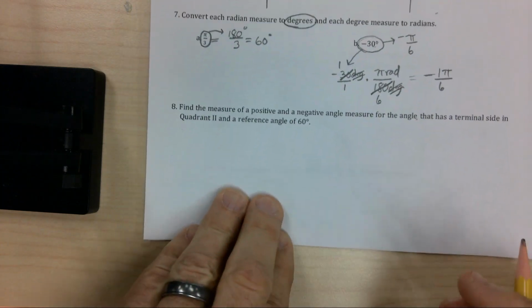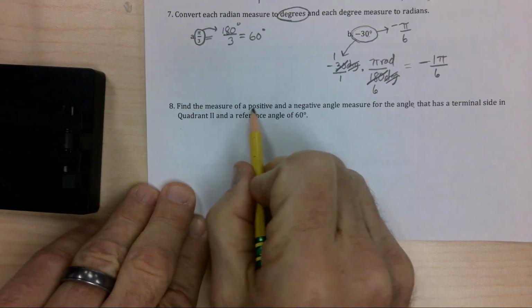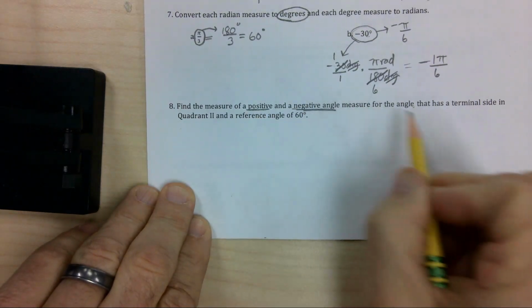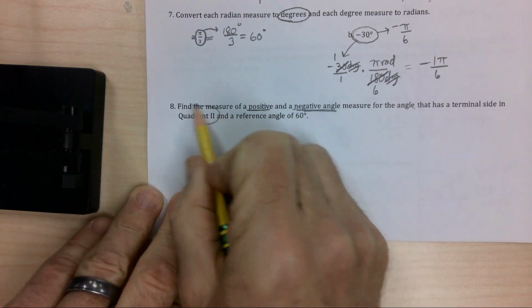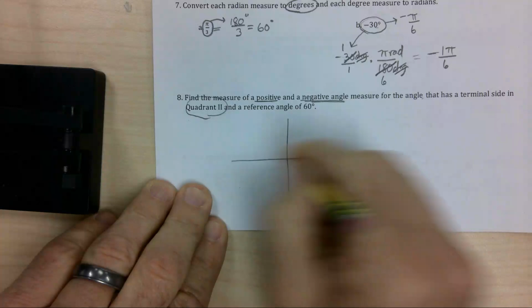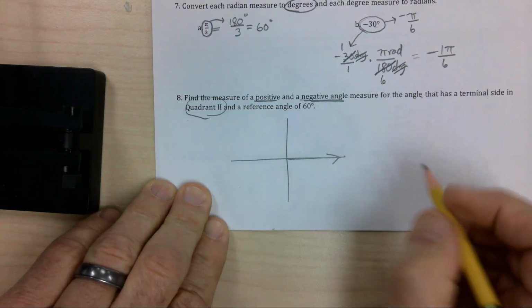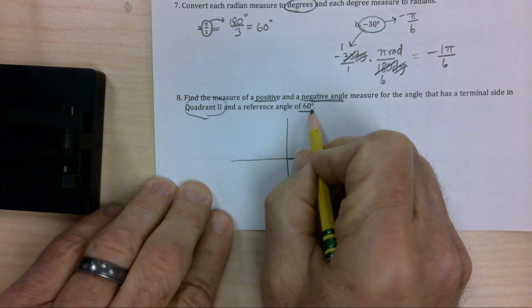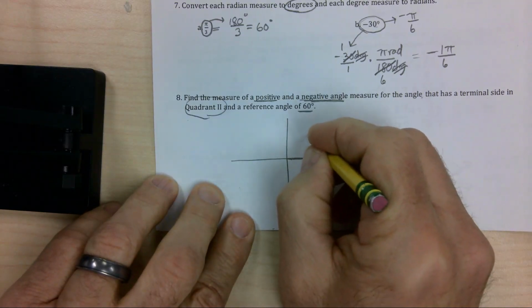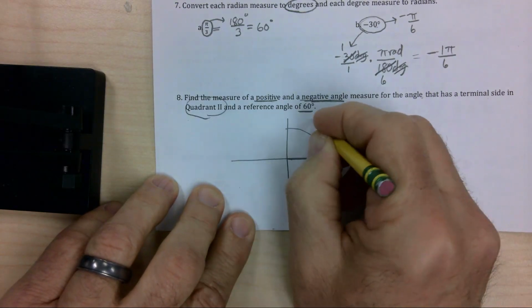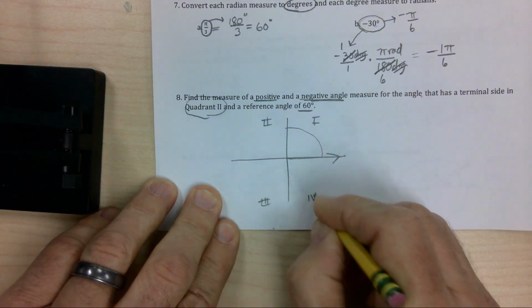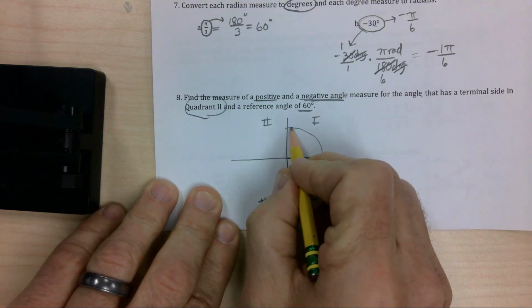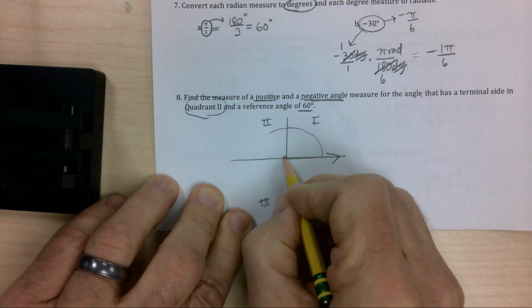Here we go, number 8. Find the measure of a positive and a negative angle measure for the angle that has a terminal side in quadrant 2. That means the spinner starts here always. It has a reference angle of 60, so it spins up into quadrant 2. Remember, this is quadrant 1, 2, 3, 4. Quadrant 2 has a reference angle of 60, so I'm going to stop there.